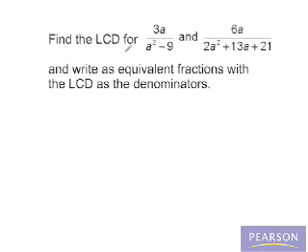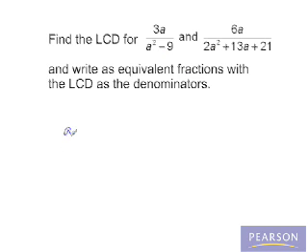Find the least common denominator for 3a over a squared minus 9 and 6a over 2a squared plus 13a plus 21, and then write as equivalent fractions with the least common denominator as the denominators. So really we have two parts to this question. We must first find the LCD, or least common denominator, of our two fractions, and then the directions are asking us to go back and rewrite each of these fractions as an equivalent fraction with our least common denominator as the denominator.